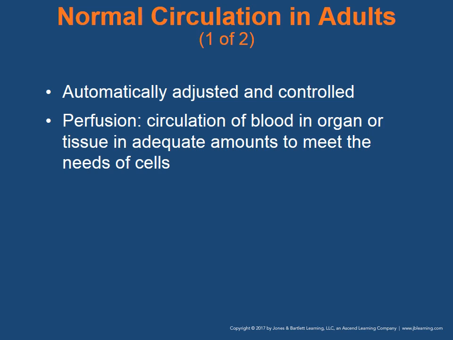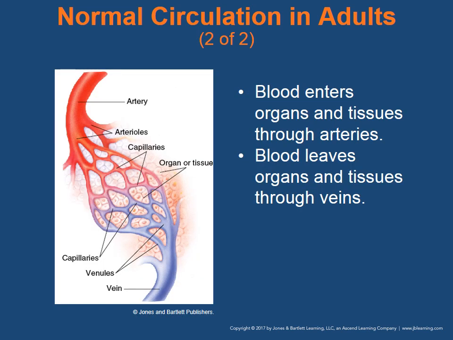When we're thinking of a patient being in shock, their body is no longer able to adequately supply that tissue or those organs with the amount of blood or oxygenation that it needs. So blood enters an organ and tissue through arteries. Blood leaves organs and tissue through veins.